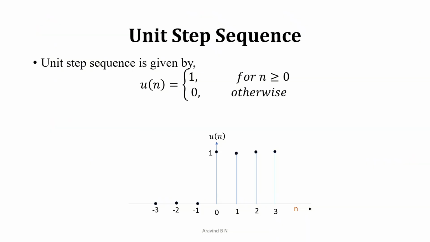Now getting into the unit step sequence. It is given by u of n is equal to 1 for n greater than or equal to 0 and 0 otherwise. In the discrete representation, it is looking like this. From 0 and onwards on the x-axis, its amplitude will be equal to 1 and in all other locations, the value will be equal to 0.